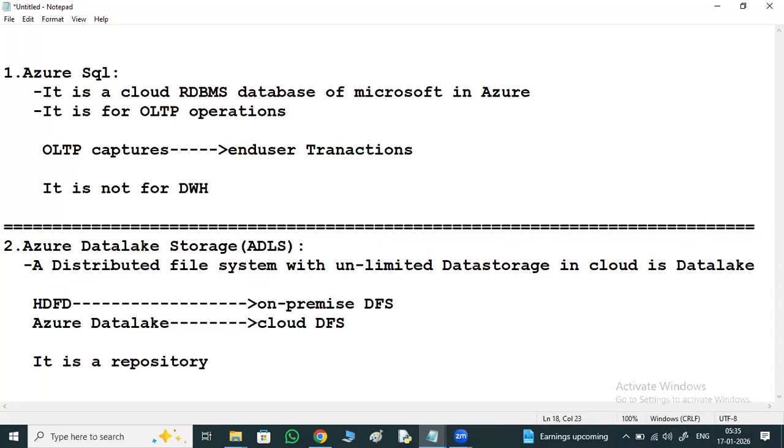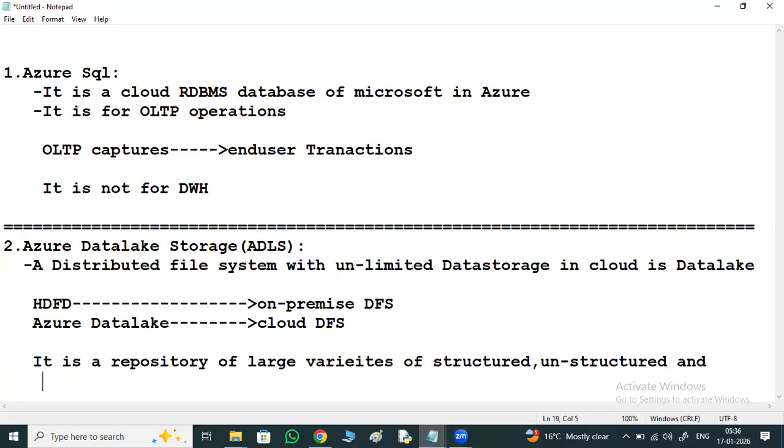It is a repository. I can say it is a repository of large varieties of structured, unstructured, and semi-structured data.